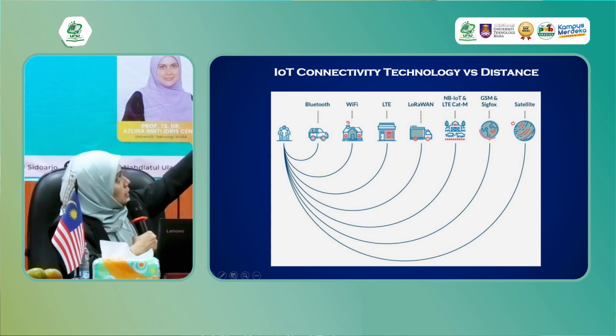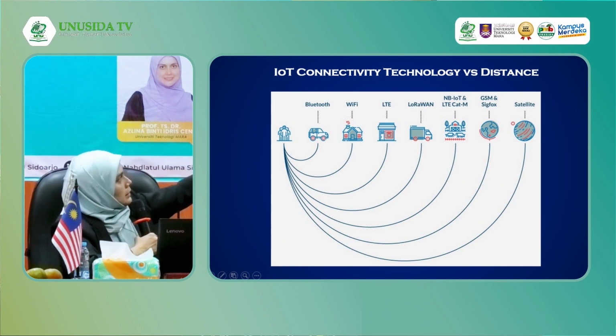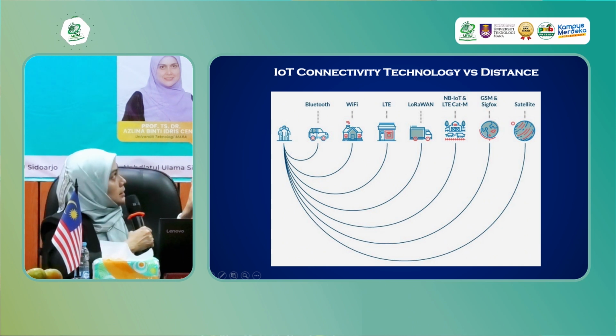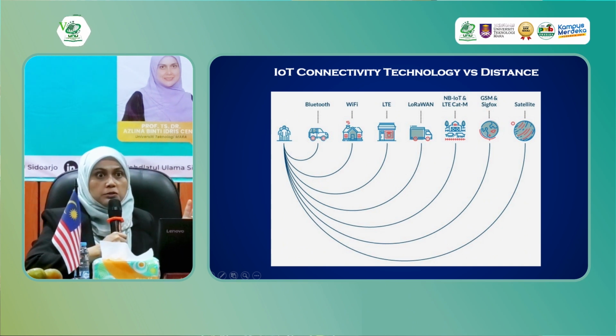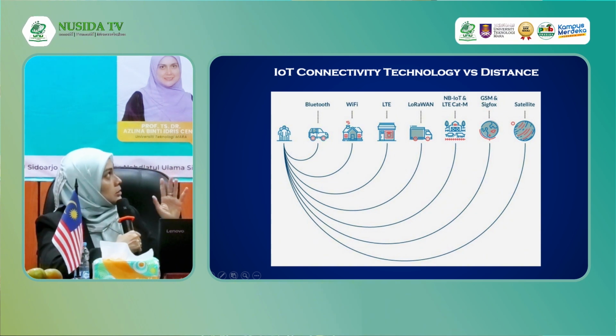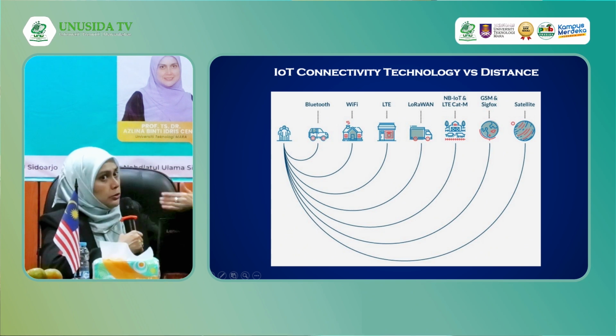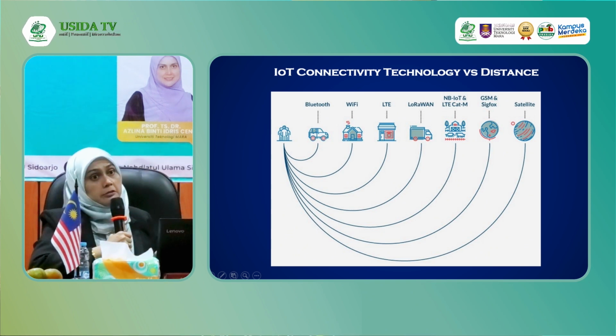So you can see that over here, Bluetooth, the first one, the second one is Wi-Fi, and then the third one LTE, the fourth one LoRaWAN, narrowband IoT or LTE CAT machine, and then GSM Sigfox, and the last one is satellite. You can see that from here, this is the IoT connectivity technology versus distance. So you need to understand the distance. You can see that over here, the distance for LoRaWAN can go for the longer distance compared to Wi-Fi. Okay.